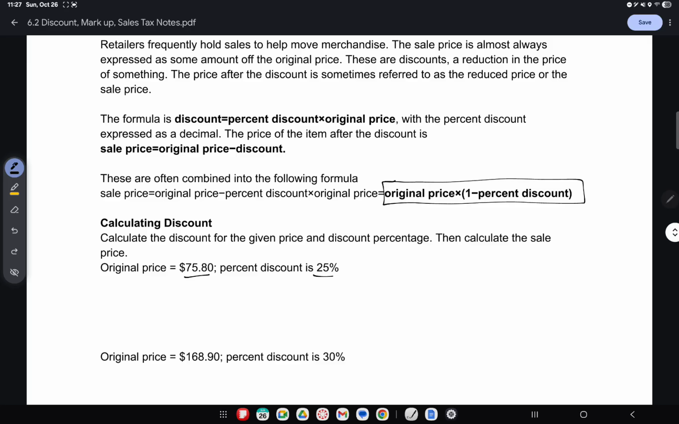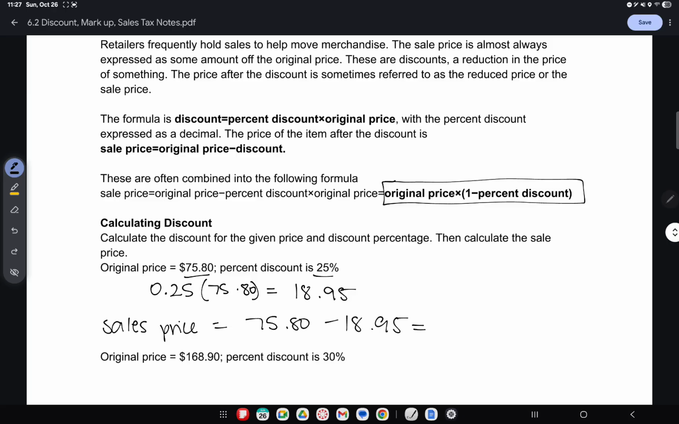So we're going to find 25% of this. So 25% of this, so 0.25 times the 75.80 is $18.95. So that's how much we're taking off. So the sales price is going to be the 75.80 minus that $18.95 discount, which is going to give $56.85.